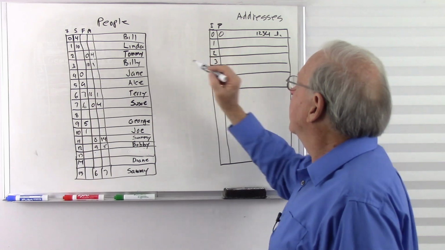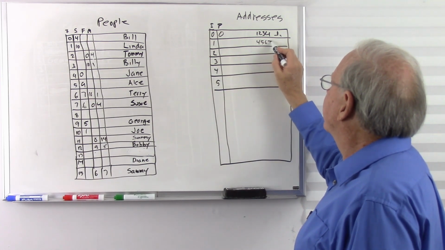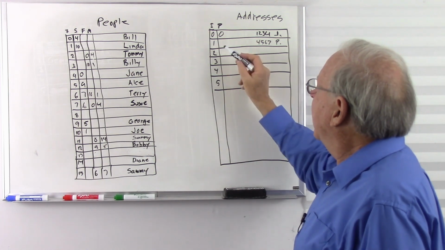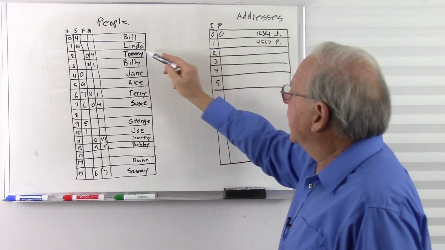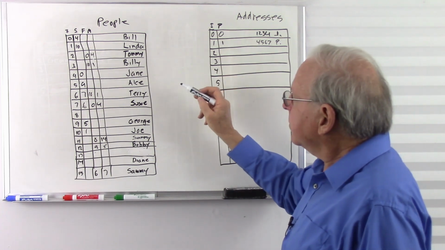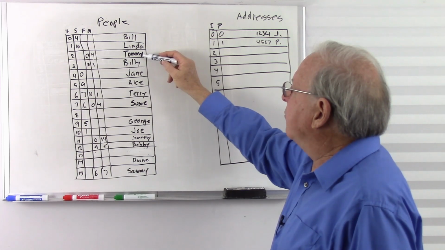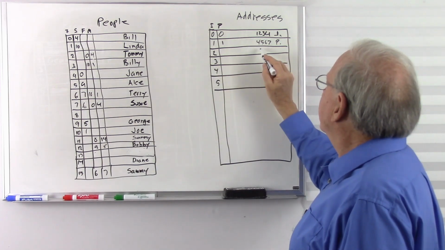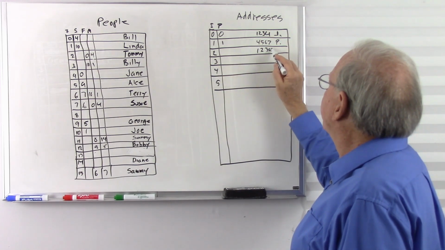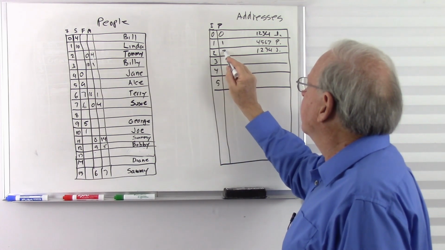And let's see, Linda is going to have a different address. That's going to be 4567 P Street. And that's going to be the next one that goes to Linda, who is person number 1. Okay, so far so good. Now Tommy has an address, and Tommy has the same address as Bill. So that's going to be 1234 J Street. And that's going to tie back to Tommy, who is person number 2.